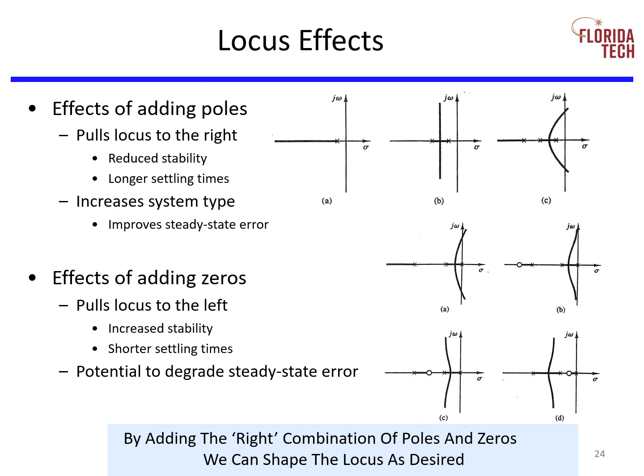Recall the effects to the root locus when adding poles or zeros. Adding poles pulls the locus to the right, which reduces stability, slows the system down, but improves steady state error. Adding zeros does the opposite. It comes down to the right combination, which is the art or science of control theory. Here's what adding a lag controller looks like.